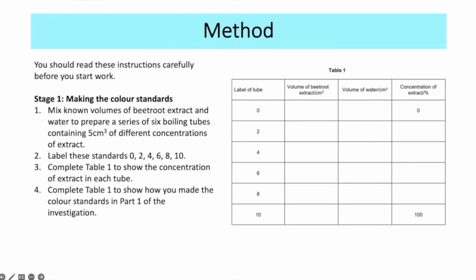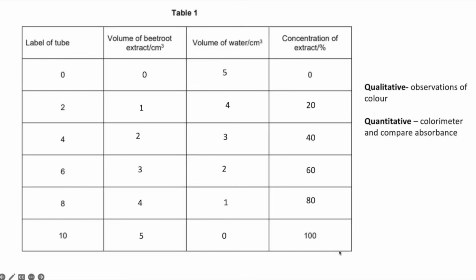So let's move then to the method, and stage 1 is where we're making those colour standards to create our first calibration curve. So we're going to make up these different tubes of solution, and these would be our labels to put on them. You could be asked to work out for different concentrations what volume of beetroot extract and what volume of water you would dilute that in to get the different concentrations. So there's our information, but I'm just going to show you some examples here.